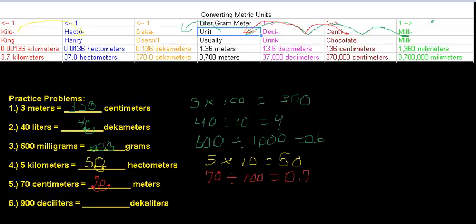And finally, we have 900 deciliters. Kilo, hecto, deca, unit, deci. So I'm starting here. I'm going to unit, 1, another one to deca, so that's 2 spots. I have 900 with the decimal point here, going 2 over, leaving me with 9 decaliters. Or we have 900 moving over 2 spots equals 9.